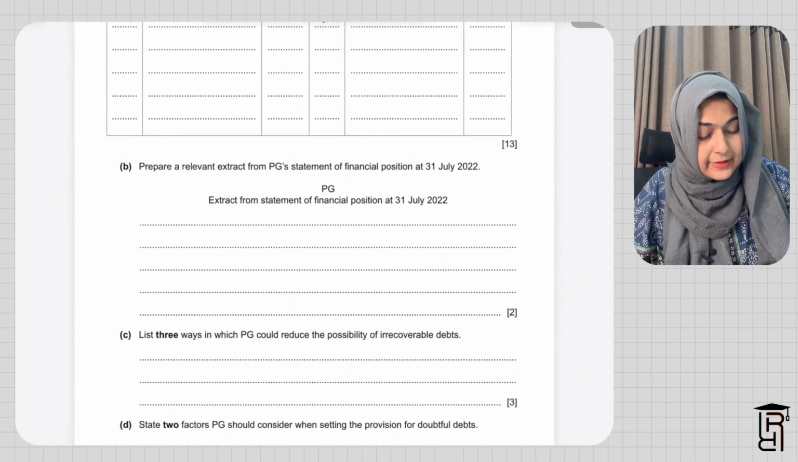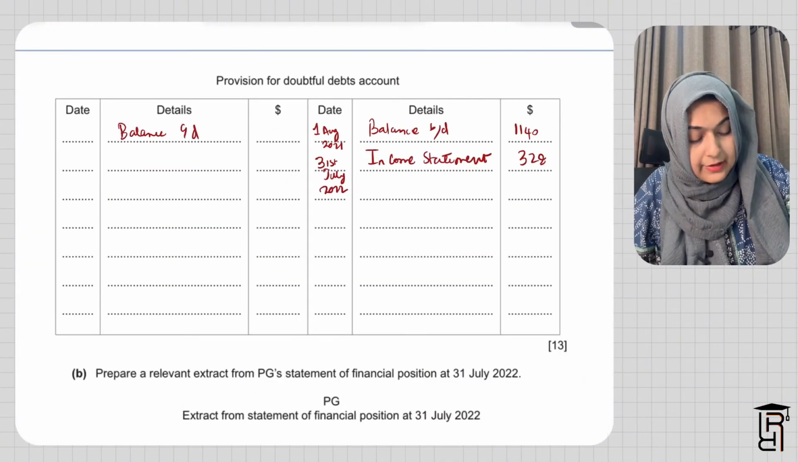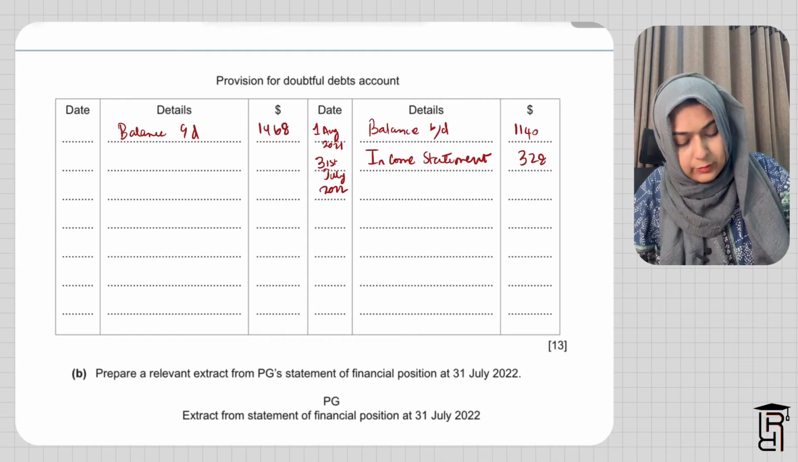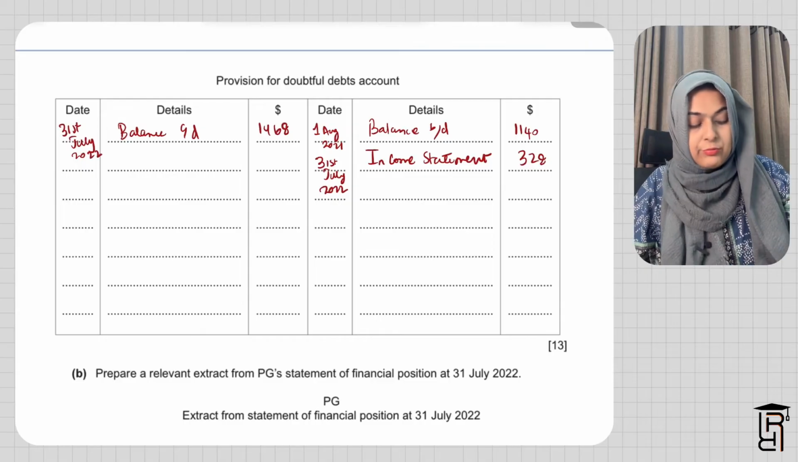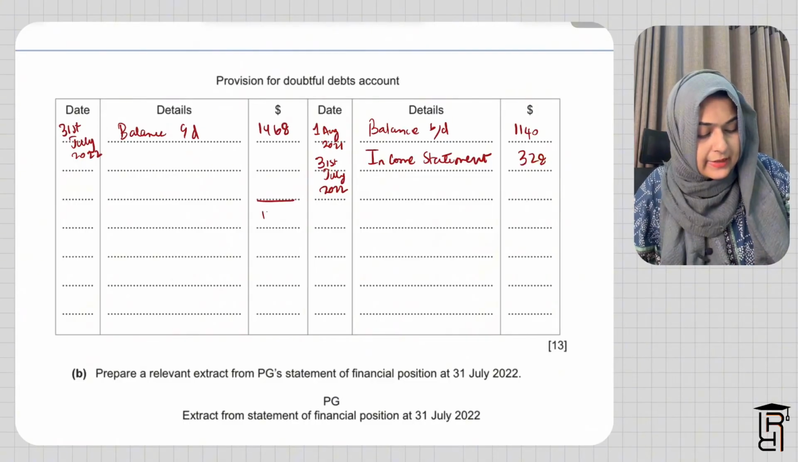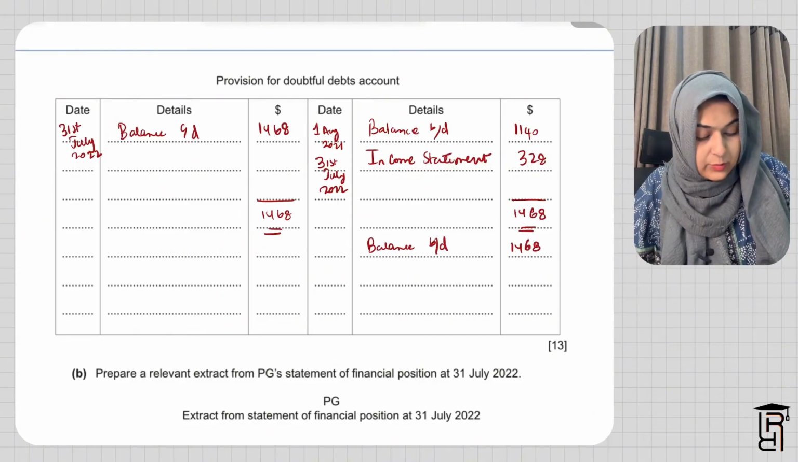So I'll write here balance carried down. I'll write here 1468. This will be 31st July 2022. And this account will balance at 1468 on both sides. This balance carried down will become my balance brought down. And this will be 1st August 2022.